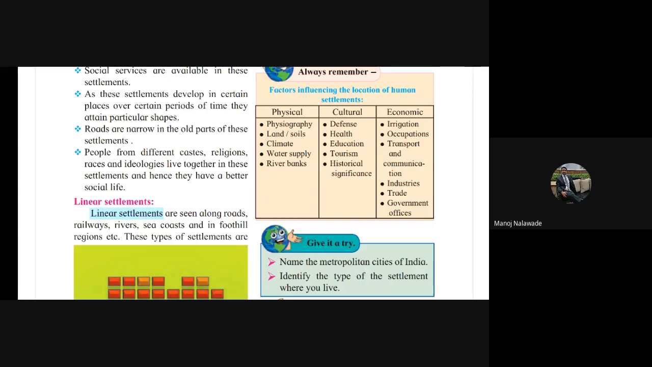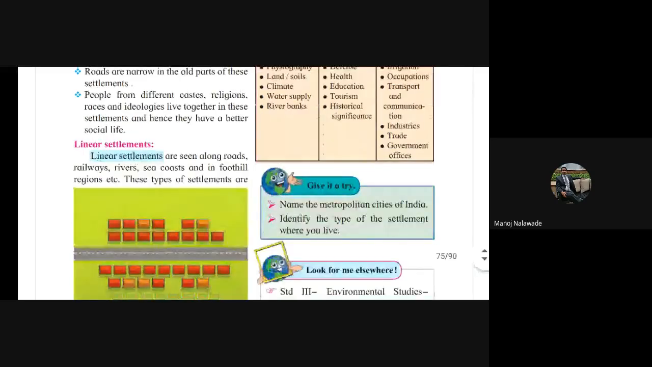So at those places, living is not very feasible. Industries, trade, government offices. People need government offices for different purposes, for documentation, for registration, and other activities. So people try to live near government offices where available.